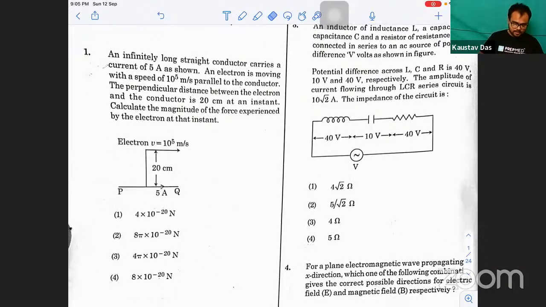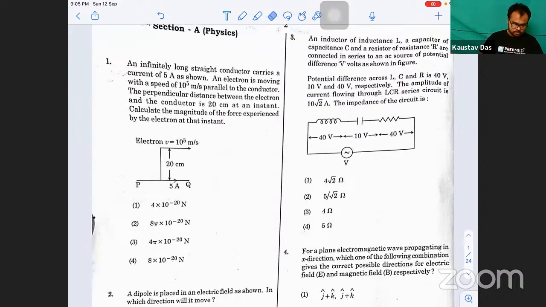Let us start discussing from question number 1. The first question is from the applications of the Biot-Savart law. Here an infinitely long straight conductor carries a 5 ampere current. To find the magnetic field at this point, at a distance of 20 centimeter, you can apply the Biot-Savart law, and the value of the magnetic field comes as mu0 I divided by 2 pi r. I hope everybody remembers this, mu0 I divided by 2 pi r, for the straight current carrying conductor.